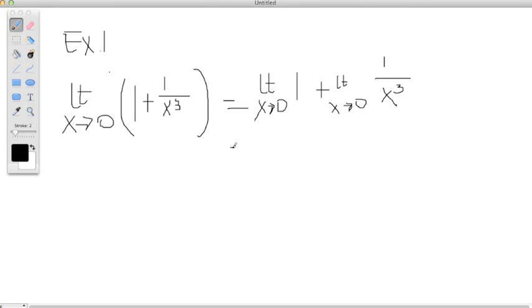So you can just find the answers for both parts and add them together. The limit as x approaches 0 of 1 is 1, and the limit as x approaches 0 of 1 over x cubed is infinity. So 1 plus infinity is infinity.